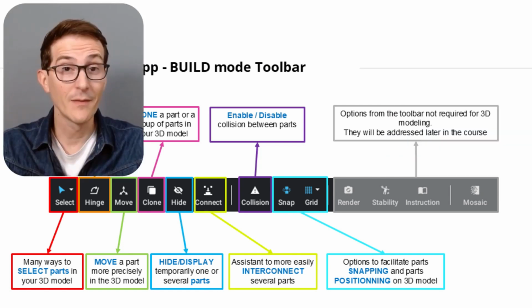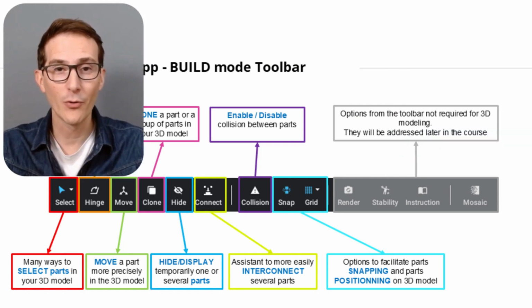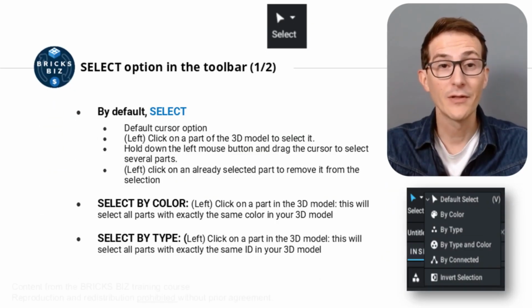Finally, the toolbar contains 4 options that are not necessarily immediately useful in 3D modeling: Render, Stability, Instruction, and Mosaic. We have already seen the usefulness of the Instruction button, which switches to the Studio Editing Instructions mode. The other buttons will be covered later in the training course. Let's go through each of these tools in more detail, one by one. Let's start with the Selection tool.